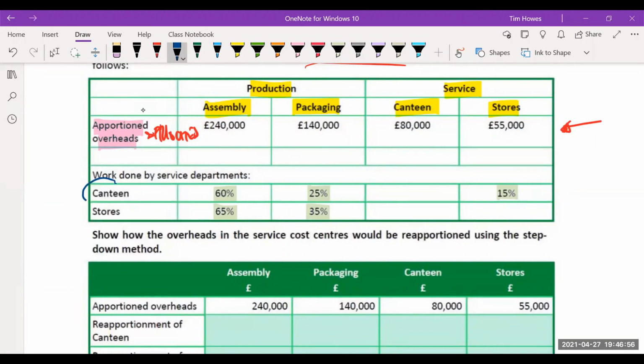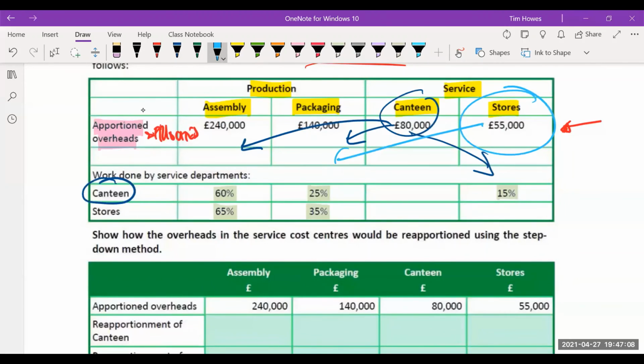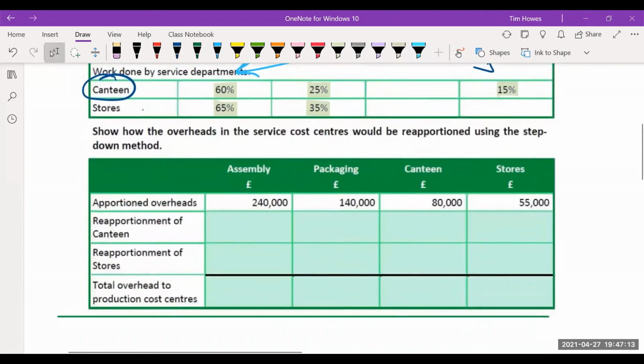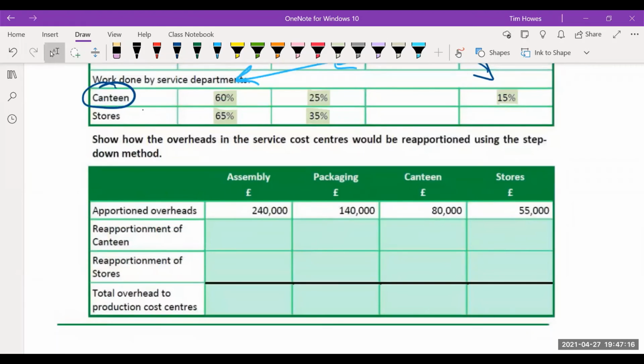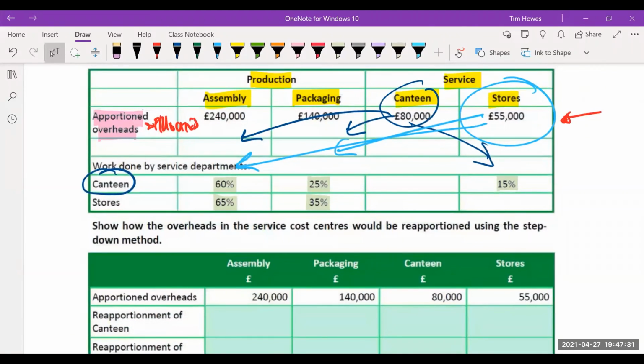So you see here, there is one reciprocal. So it is the canteen that is doing something for the other 3. But then when we come to deal with the stores, it is just going to be doing work for these production departments. And, you know, in reality, it says show how these overheads would be reapportioned. Well, the point is, look, if you look at the order it's presented, it leads you through it. But be aware they might want drop downs. So you must always do the reciprocal one first. The canteen is going to drop stuff into stores. So do the canteen first.